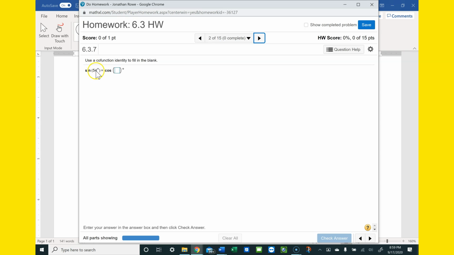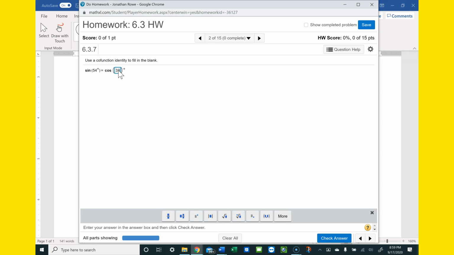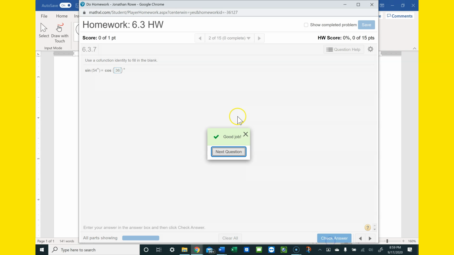So the complementary angle to 54 is, what is that? Is that 36? 54 plus 36 is 90, I think. So let's put 36 in there and just make sure I'm doing my adding correctly, which I can't always do, and that is correct.